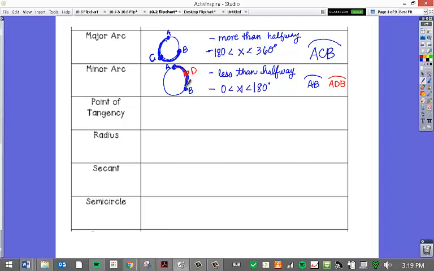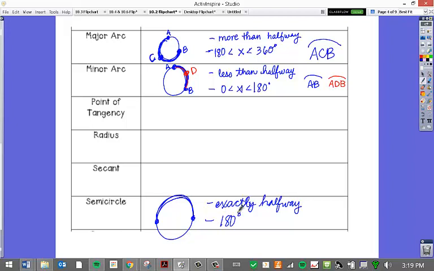And then the last type of arc is a semicircle, which we're pretty familiar with. Semicircles are exactly halfway around the circle. So exactly halfway. The measure of that arc is exactly 180 degrees.